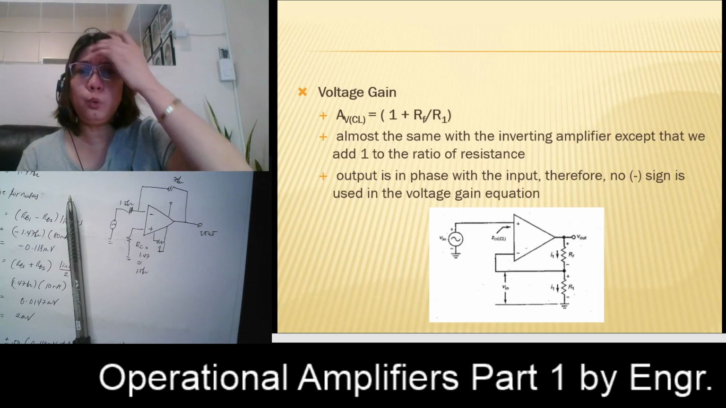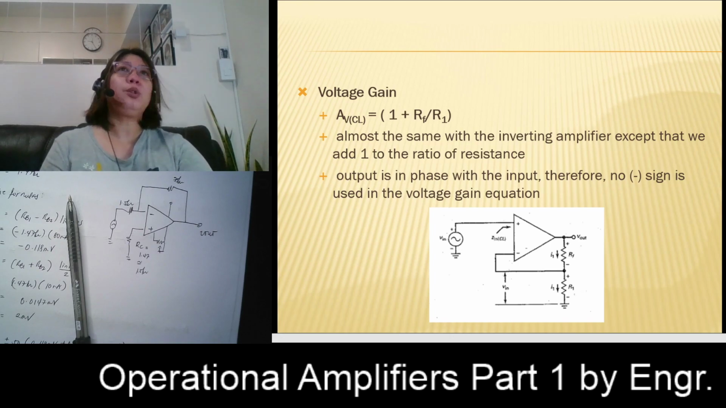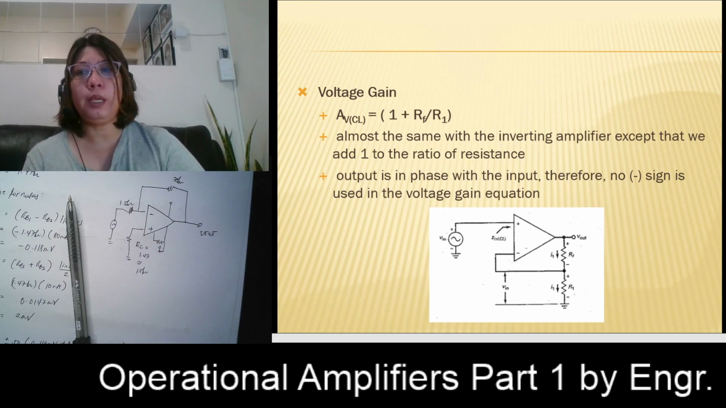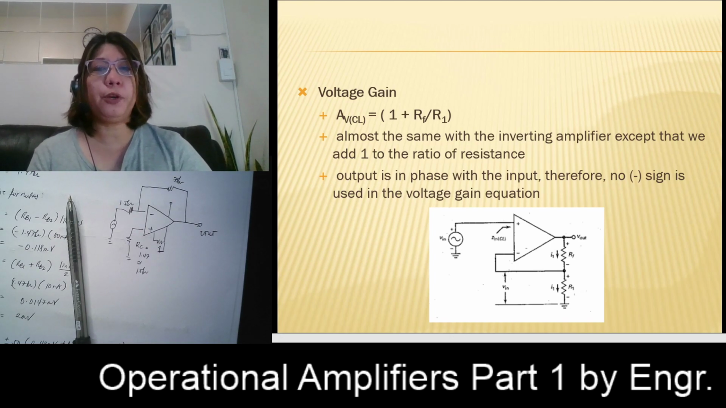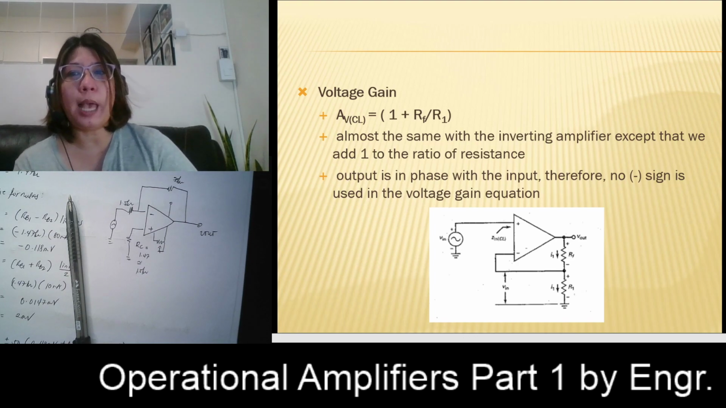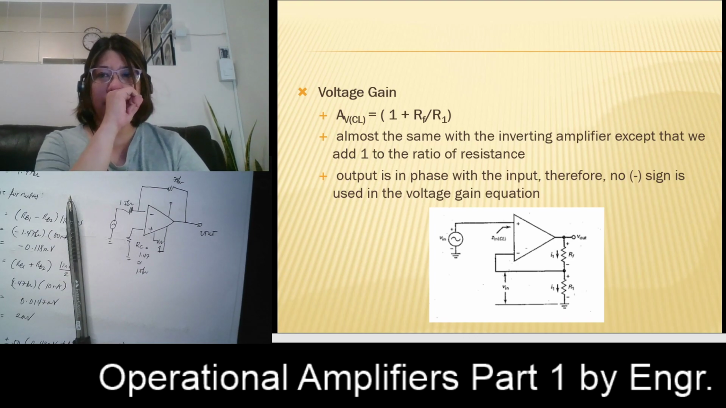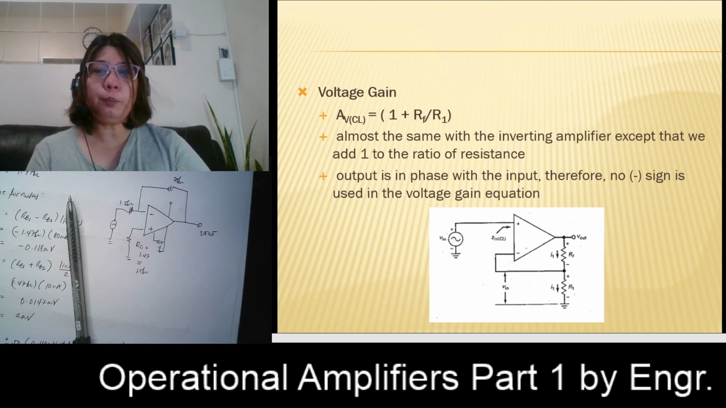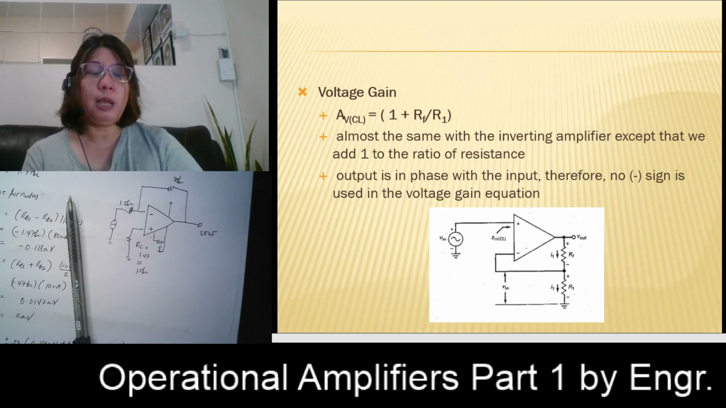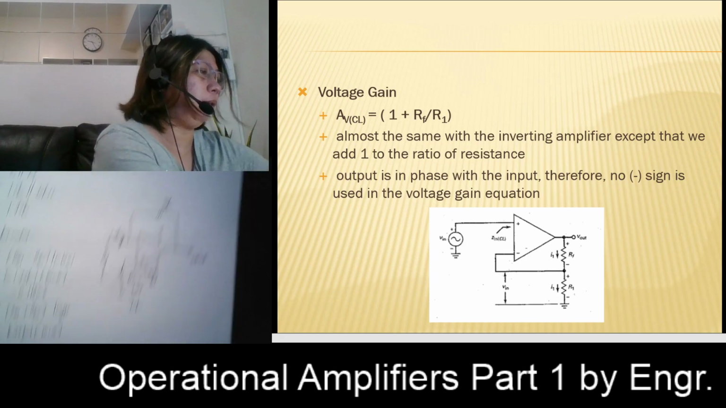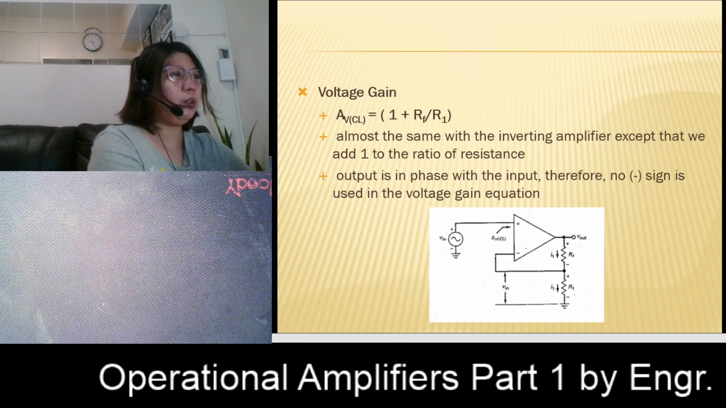Okay, so how do we solve for the voltage gain? The voltage gain here is almost the same as the inverting amplifier except that we add 1 to the ratio of the resistances. And also the output is in phase with the input, therefore there is no negative sign used. So how did we arrive at that value?